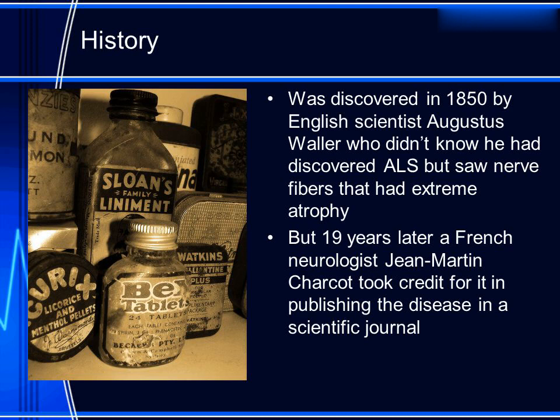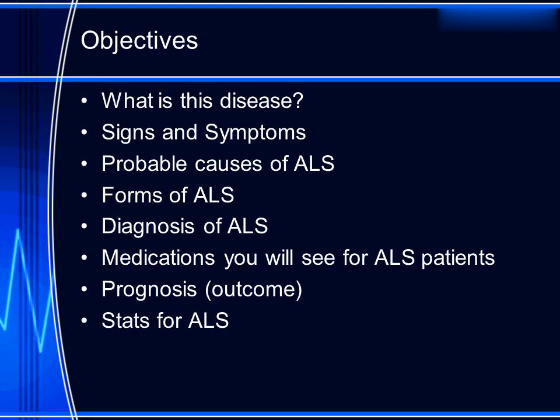History: it was discovered in 1850 by English scientist Augustus Waller, who didn't know he had discovered ALS but saw nerve fibers that had extreme atrophy. But 19 years later a French neurologist, Jean-Martin Charcot, took credit for it, publishing the disease in a scientific journal.